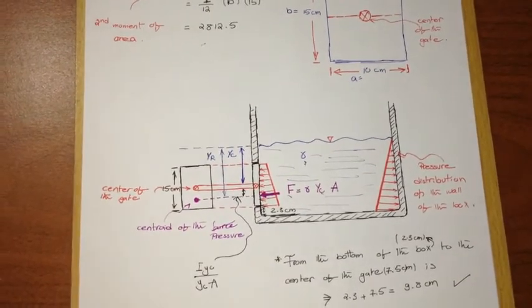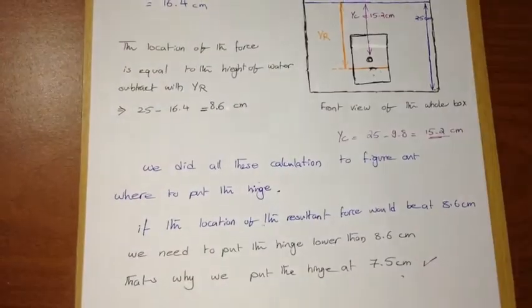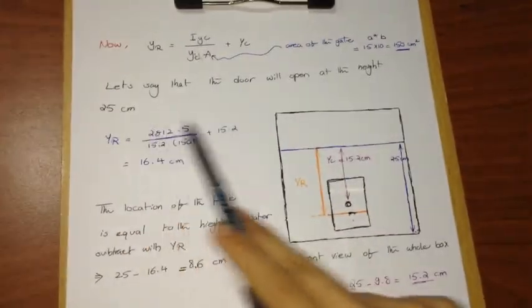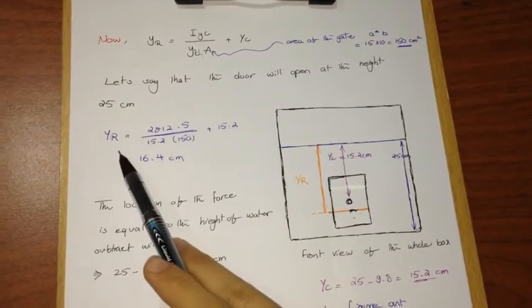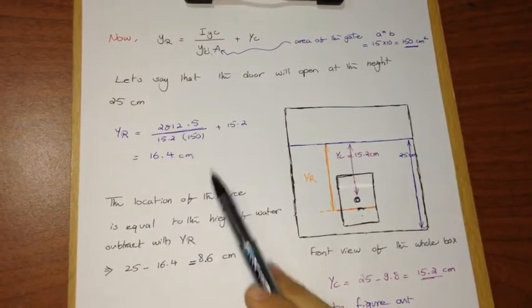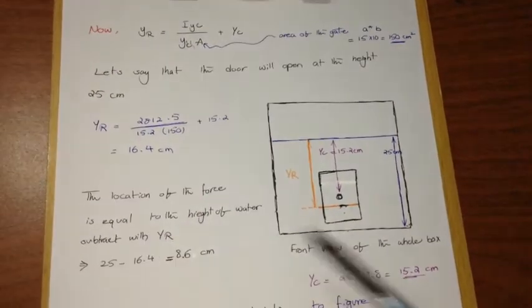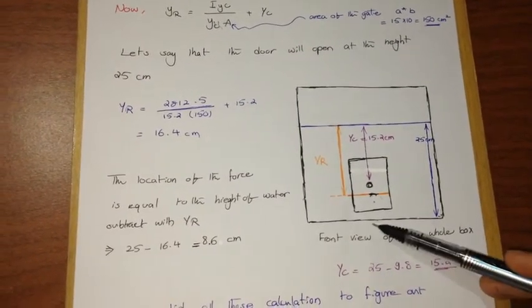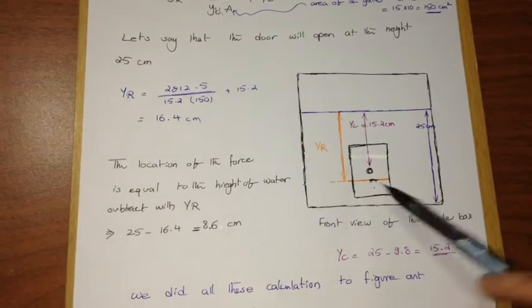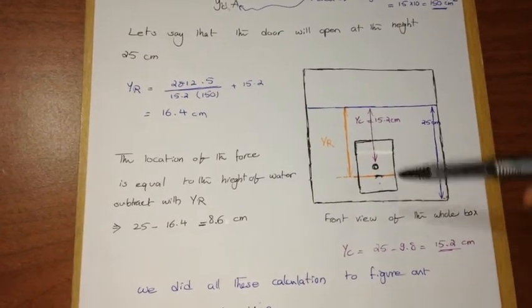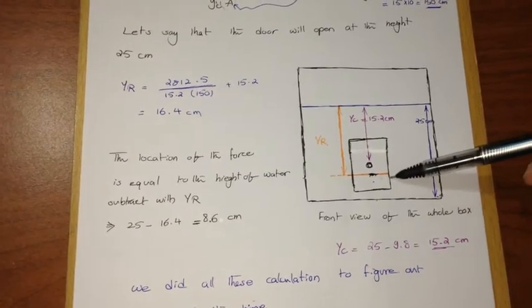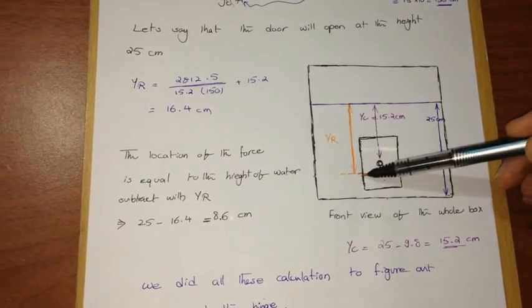We predict that the height of the water would be 25 centimeters, and we use that in the equation to find y of r. This is the location of the force acting on the gate, which is at 8.6 from the bottom of the wall. As the force is at 8.6, the proper thing to do is to put the hinge lower than that point.